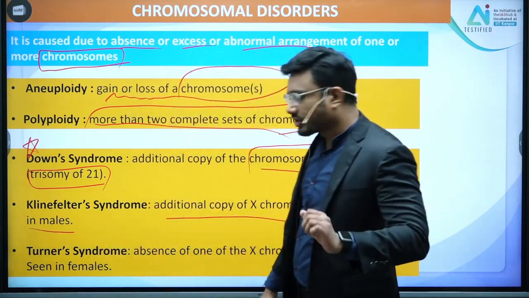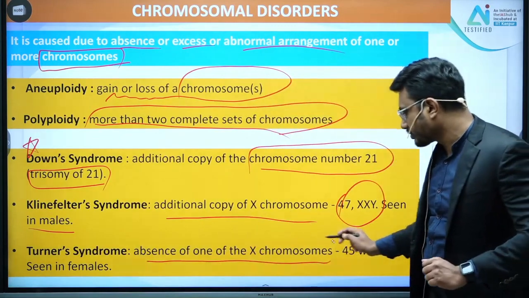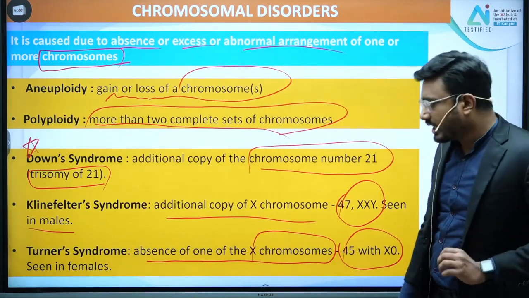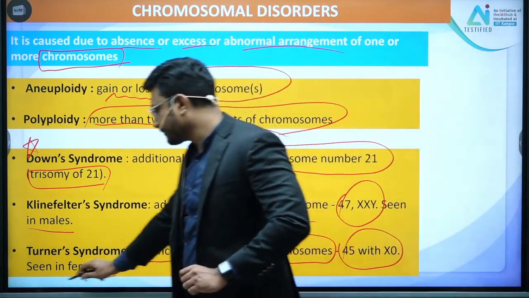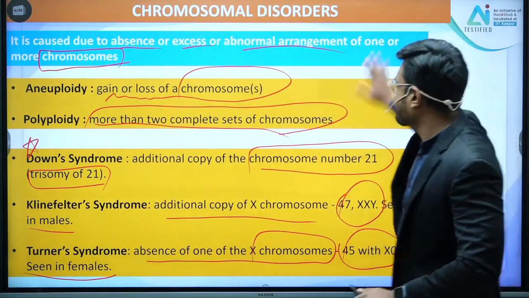In Turner syndrome, there is absence of one of the X chromosomes. So the karyotype is 45 XO, and it is seen in females. So now let us move ahead to the next concept.